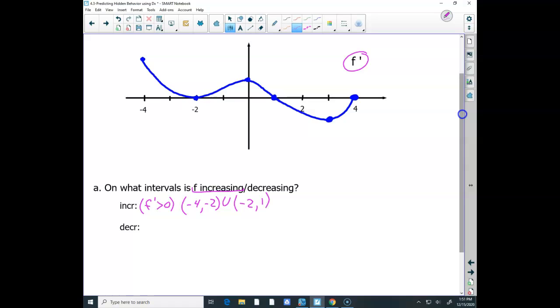Because f prime is positive, that meant f is increasing. Well, f is decreasing when f prime is less than 0, and because this is a graph of f prime, I can see anything below the x-axis is less than 0. Therefore, I am decreasing from 1 to 4, okay? And these right here, these are my justifications. They come square out of my clouds of knowledge, all right?